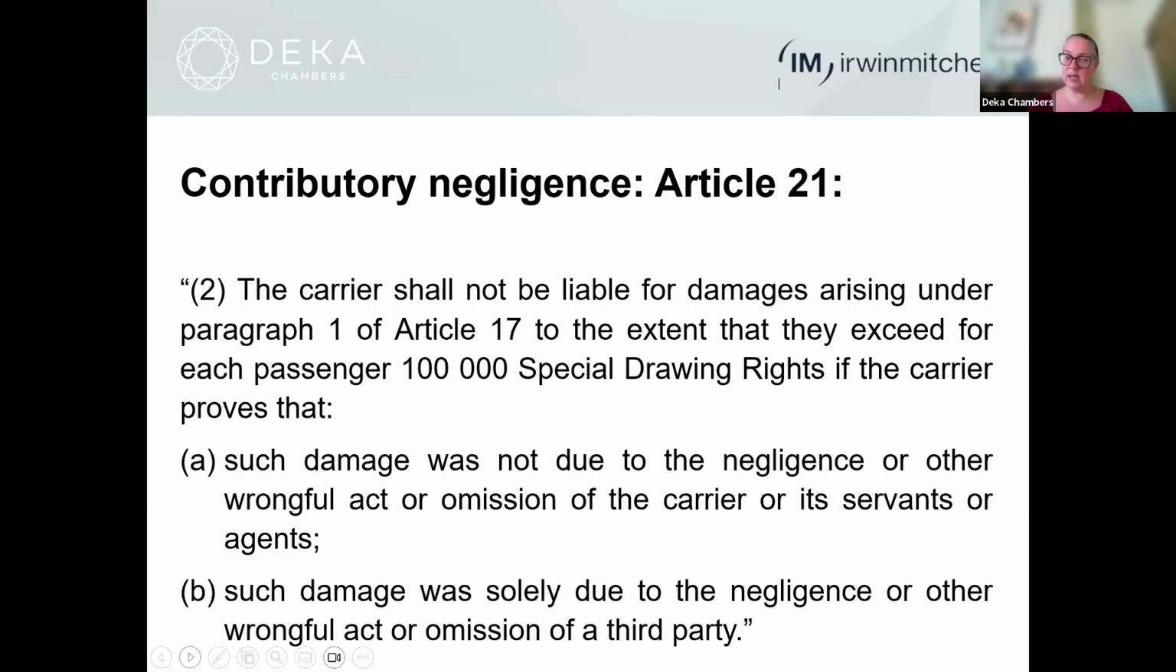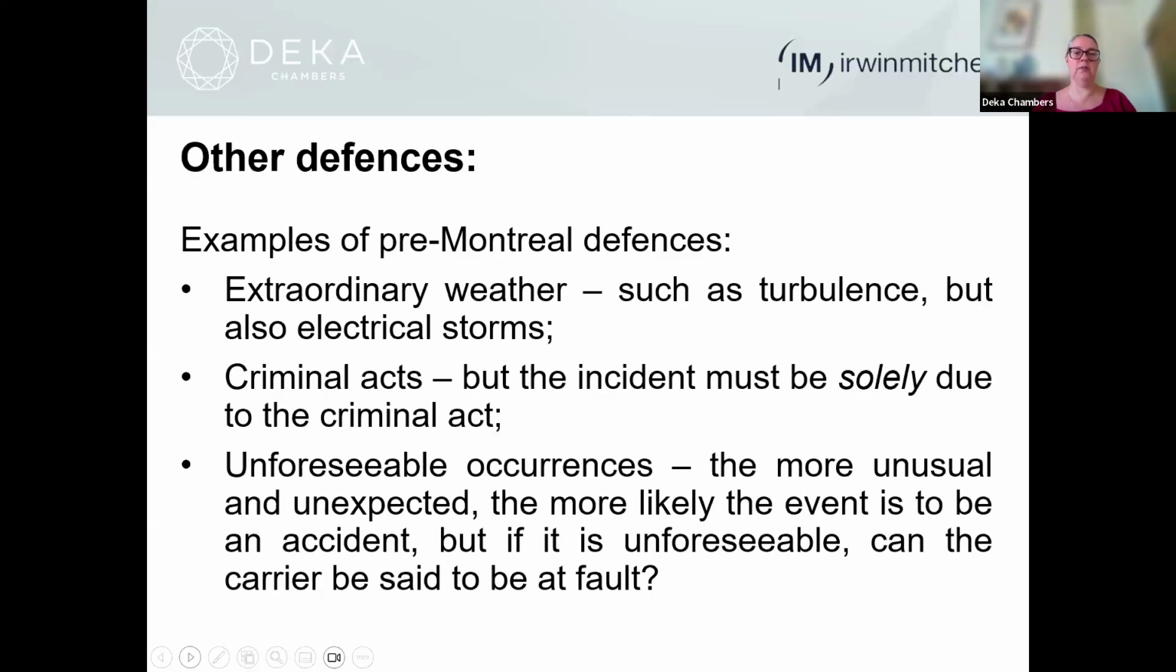So you've got to bear in mind as a carrier that you might show a criminal act, but you've also got to show that there's nothing that you could have done to have prevented that criminal act or foreseen that criminal act. And this, I think, is where issues of foreseeability do come into play in the convention. Having said that issues of foreseeability don't come into play in Article 17, I think they do actually come into play in Article 21. Because if you've got an unusual, unexpected event, it's going to be an accident. So for example, a weather event that's unusual and unexpected, well, yes, it's going to be an accident, because that's one of the key things as to what an accident is under Article 17. But if it's unforeseeable by the carrier, can the carrier be said to be at fault?